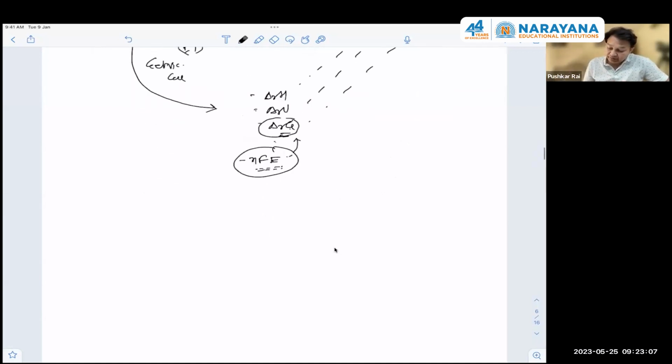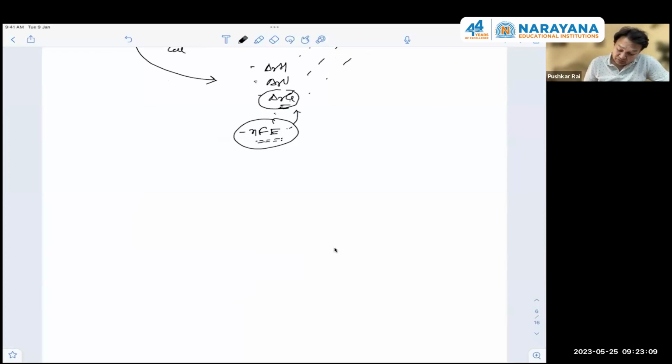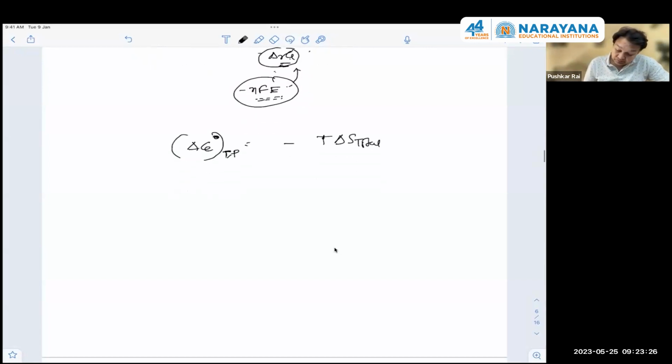Also at constant temperature and pressure, there's another very interesting formula: at constant P and T, delta G is equal to minus T into delta S total. No doubt about that. At constant temperature and pressure, the decrease in Gibbs function is equal to minus T dS total. You can prove it like this. You already know from the delta G definition, delta G is equal to delta H minus T delta S. From there you get it.